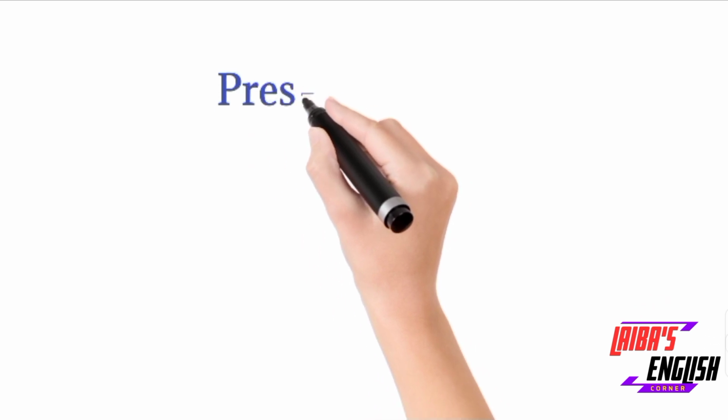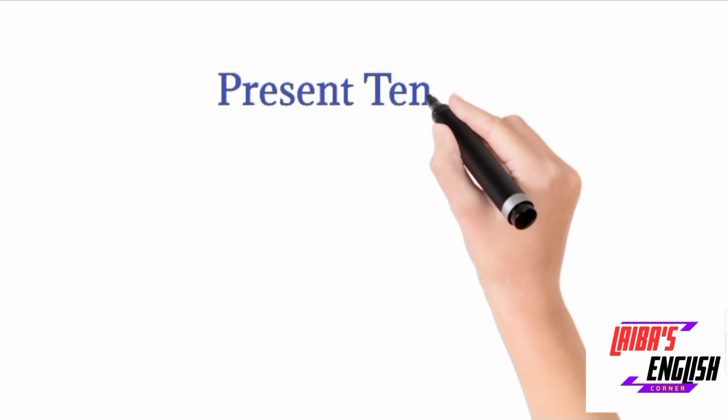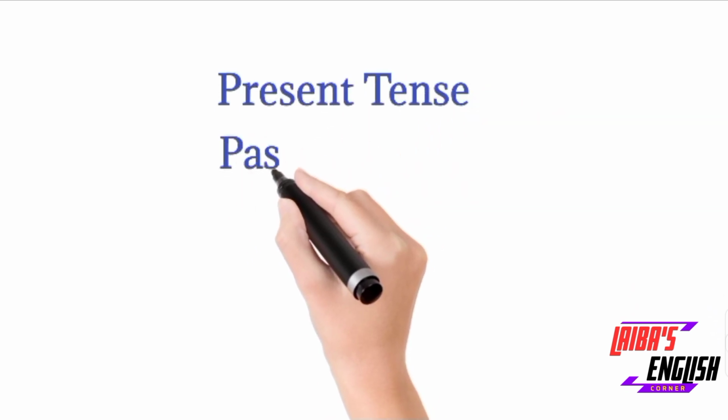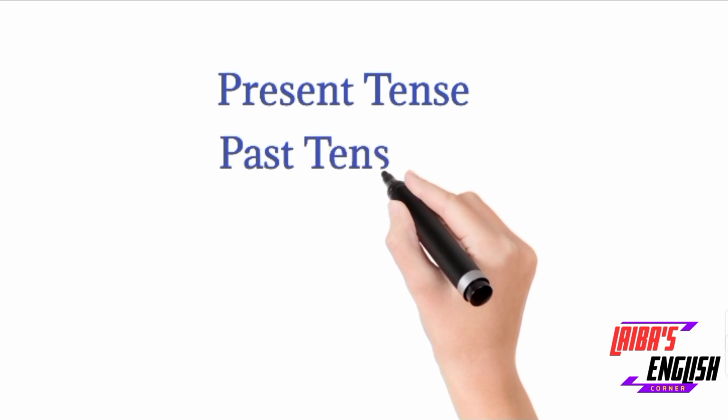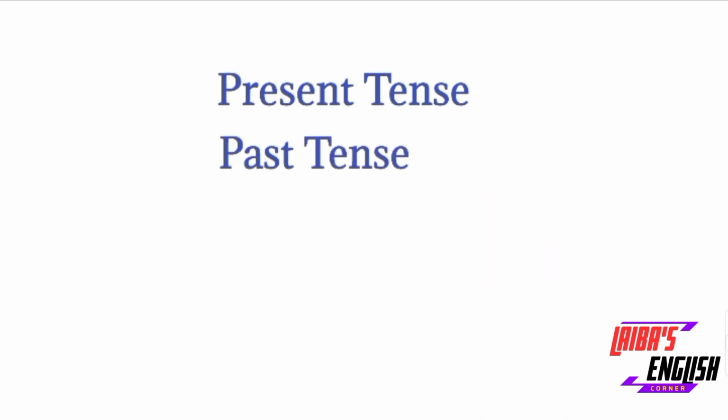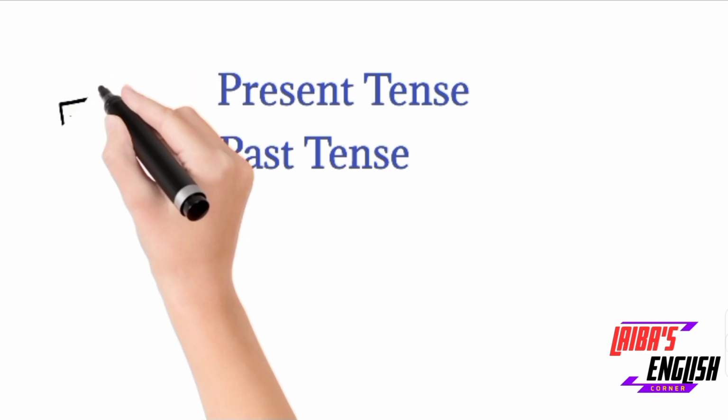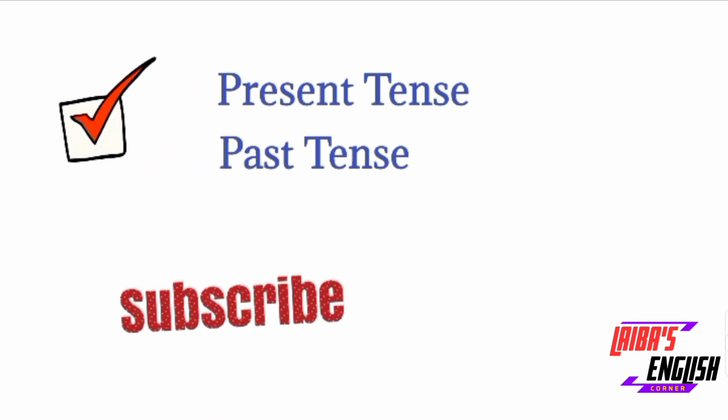So we are done with two topics of the tense, which are present tense and past tense, which are very easy to understand. We have done a lot of examples, and now we will move forward to our next topic, the last topic of the tense, which is future tense.